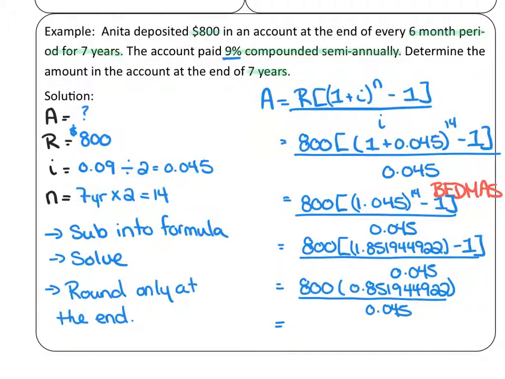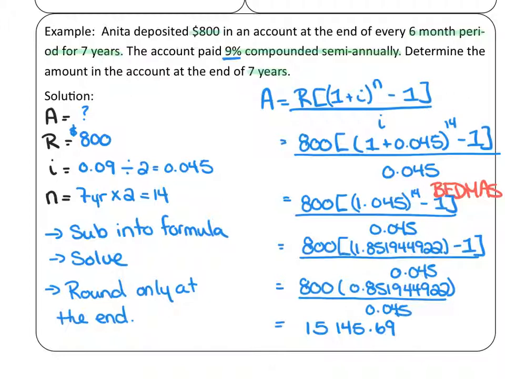And let's multiply and divide. So times 800, and then divide by 0.045. And I get 15,145.69. Now we can round. That's how you do that.